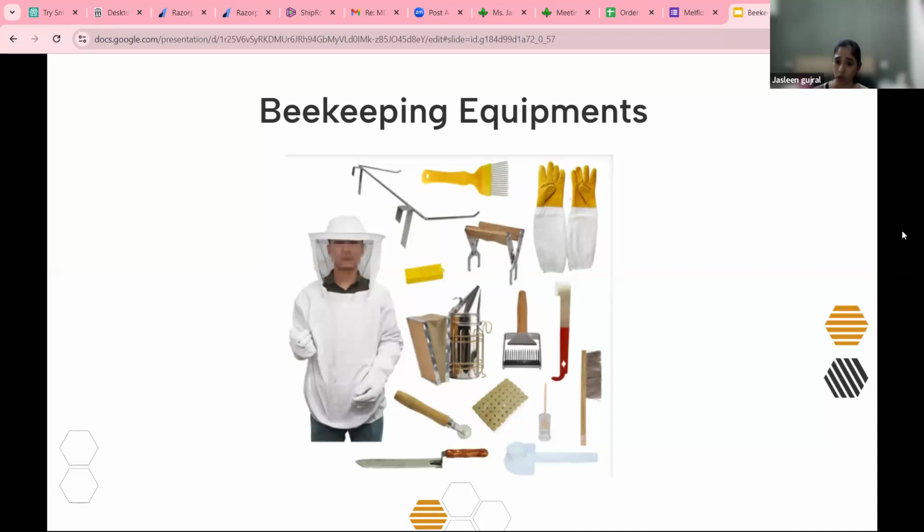Then you have the smoker to smoke the bees so that they calm down and you're able to perform the operations smoothly. Then there is a wax remover. Then there is an unsealing knife. Then you have your feeder, which is attached to the bottle, so that you can give feeding during the dearth time. So these are the few basic equipments which you need in order to perform your task carefully during the beehive operations.